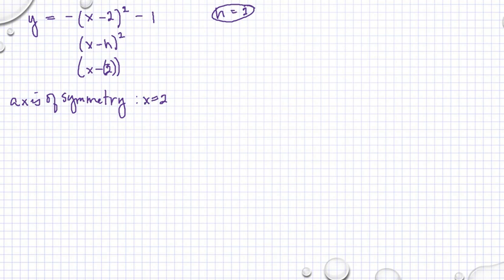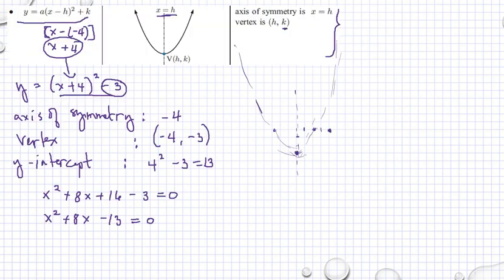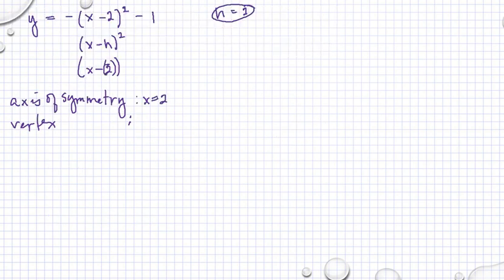And then our vertex is always, according to the property, hk. And we have our h is 2 and our k is -1. And we have a negative here, remember that. So if this is my origin, my 0, 0, my axis of symmetry is 2. So here is my axis of symmetry. And then I have 2, -1. Here is another point.